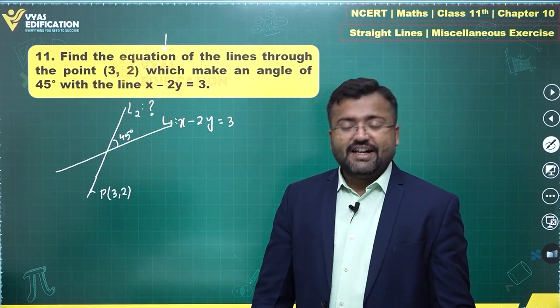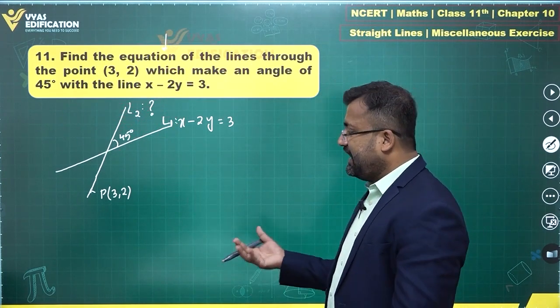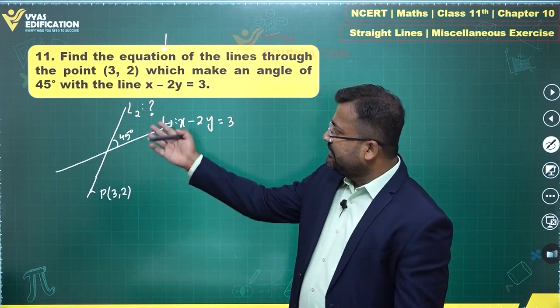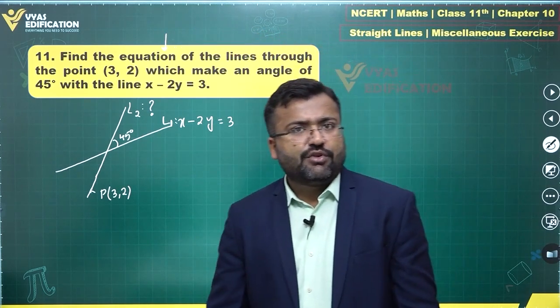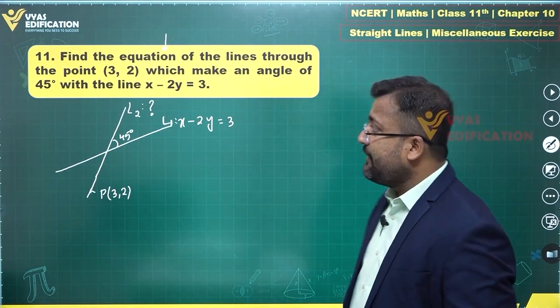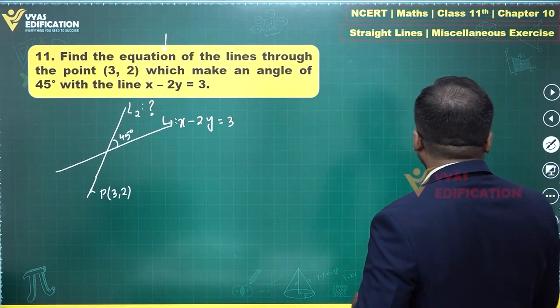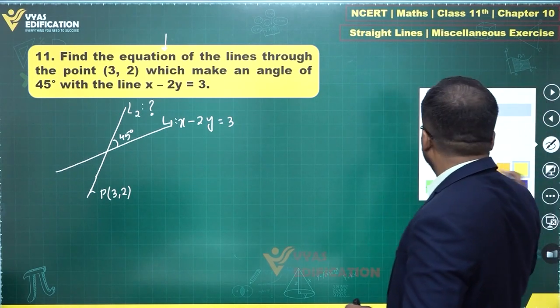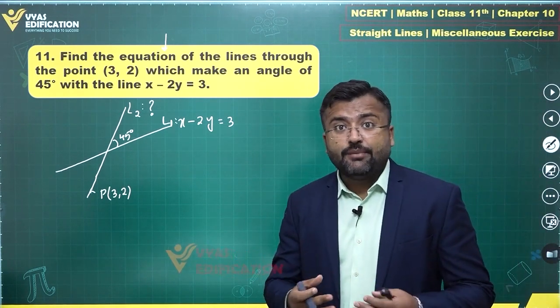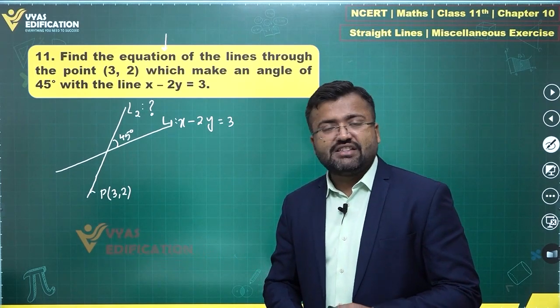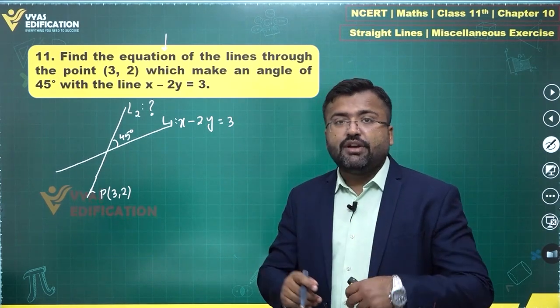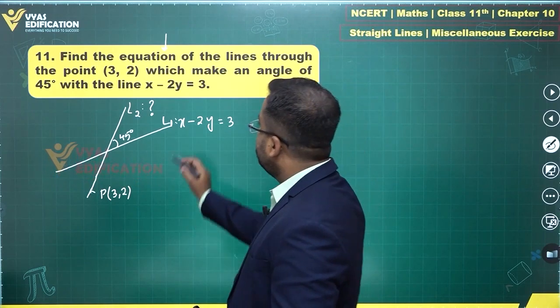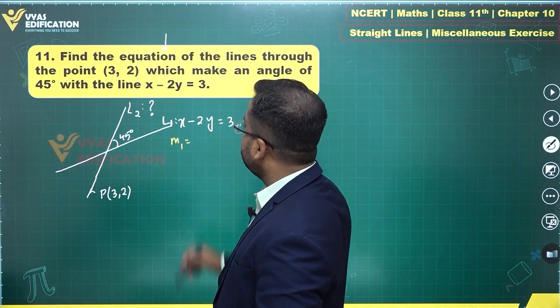Let's use that condition and get the slope. After that, the equation of L2 will be very simple. We can use the point-slope form and easily get the answer. For finding the slope M2 of this line, we'll have to use the result for the angle between two lines: tan theta equals modulus of (M1 minus M2) upon (1 plus M1 M2). Right. So, M1, this slope, is equal to what?